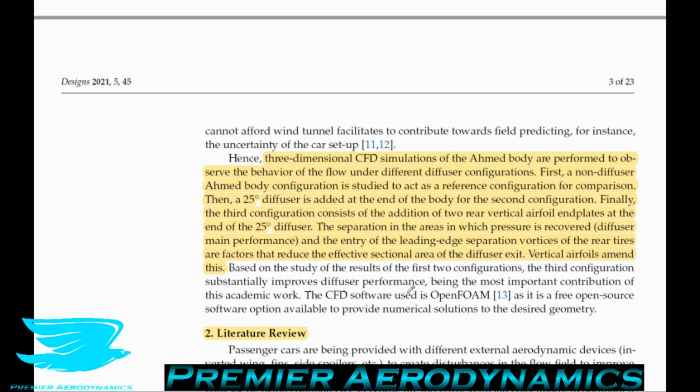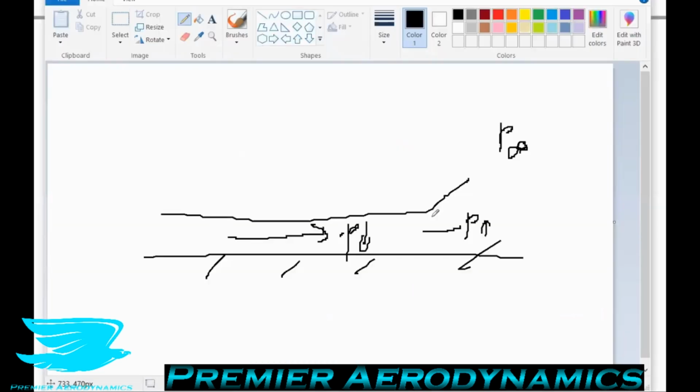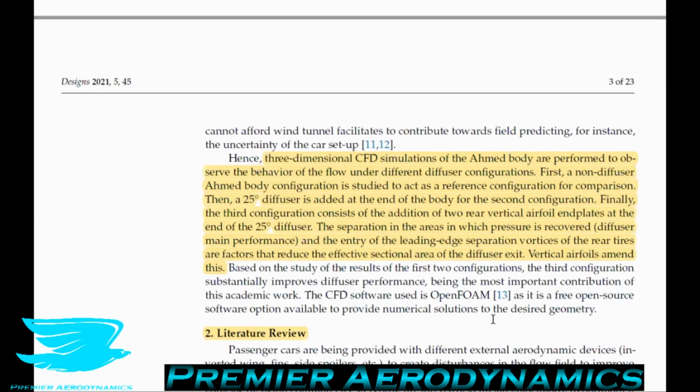So 25 degrees means the angle between the underbody and the diffuser slant is 25 degrees. Sorry, I'm actually drawing for those of you just listening, so that's why sometimes I'm talking a little bit slower. I'm just drawing a few figures for people who are watching this to see.